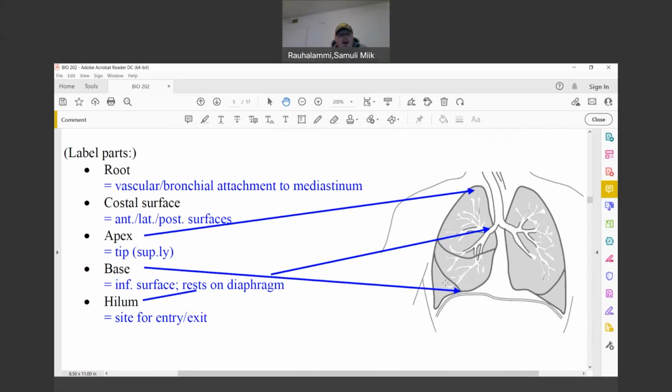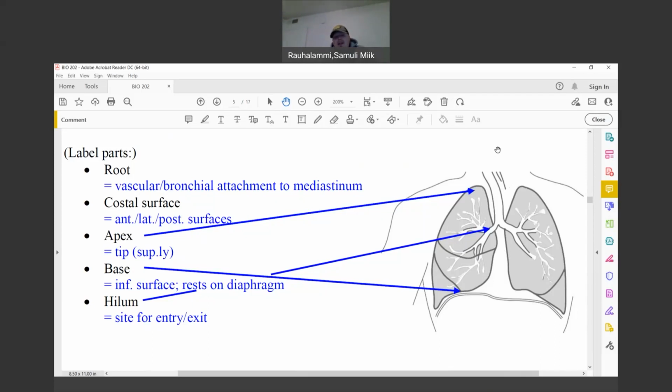The root of the lungs is going to be the vascular and bronchial attachments to the mediastinum. The costal surface really covers the outer exterior of the lungs against the ribs on the anterior, lateral, and posterior sides. The apex of the lungs, remember that was the sharp tip in the heart. It was pointing inferiorly, anteriorly, and down and to the left.